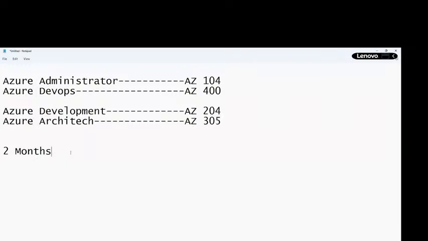How many hours will be covered in a month? Every day 1 hour, and I will take Saturday and Sunday also. So can we consider 30 days for Azure admin and 30 days for Azure DevOps? Yes, 1 month Azure admin, 1 month Azure DevOps. Are you going to cover real-time scenarios, sir? Yes, I am going to cover only real-time scenarios.